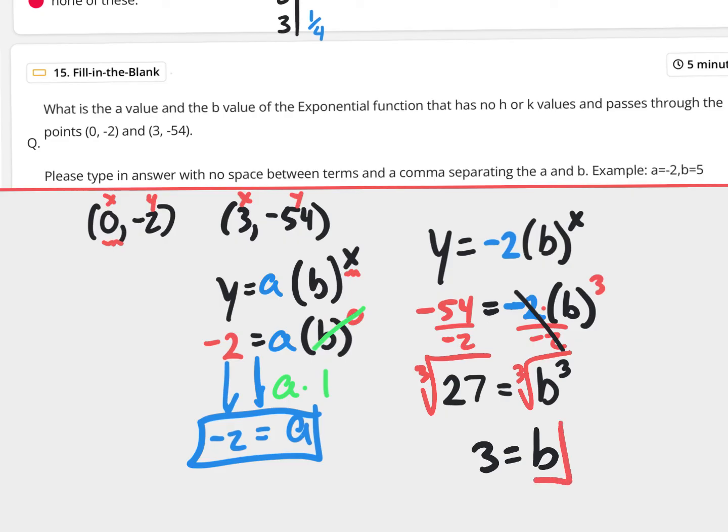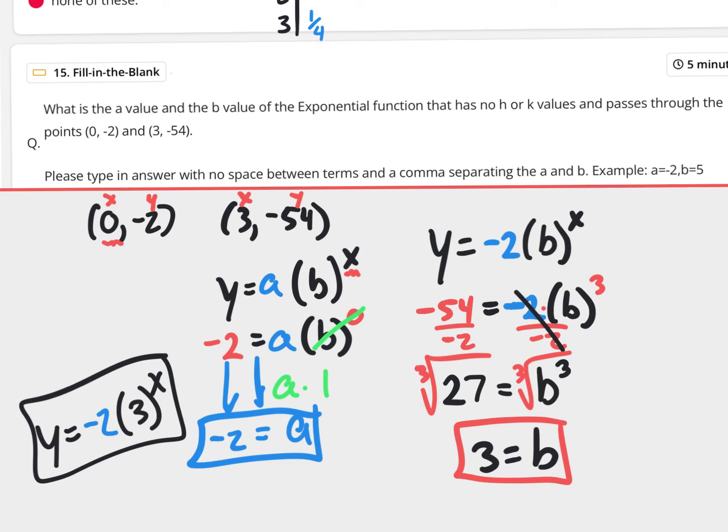So we have found our a and our b. We know the equation. The actual equation is y equals negative 2 with the base 3 to the power of x with no h or k. That's the equation. But how do they want us to type this in? They want us to type in the a value, comma, b value with no spaces between your terms. So go ahead and type in a equals negative 2, comma, b equals 3. That should give you full credit on this question.